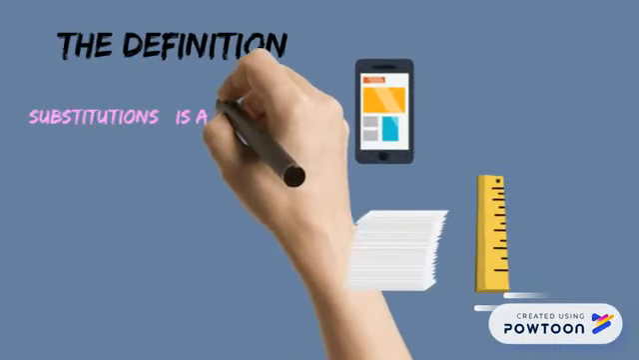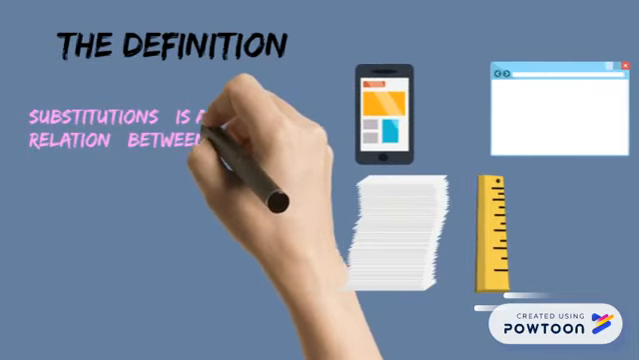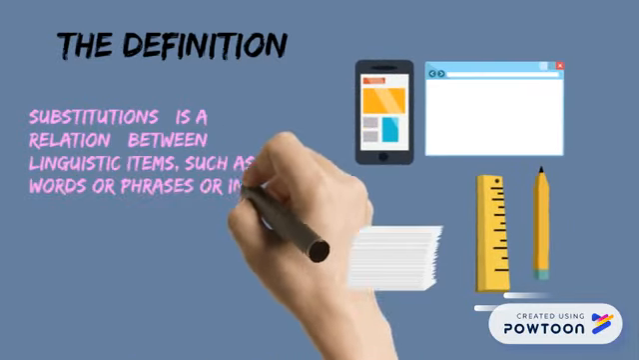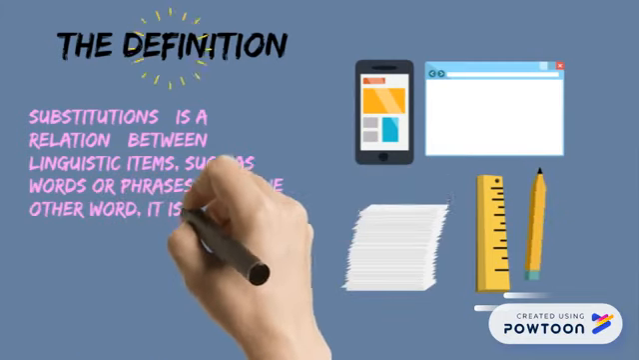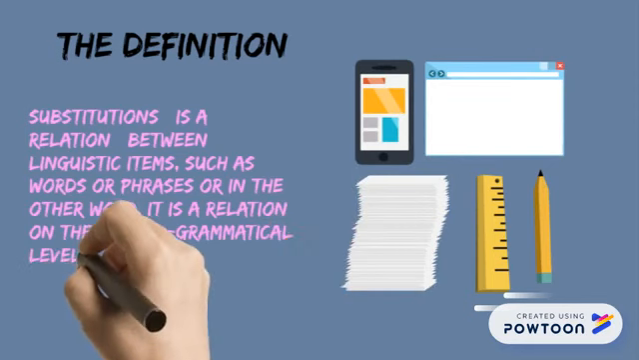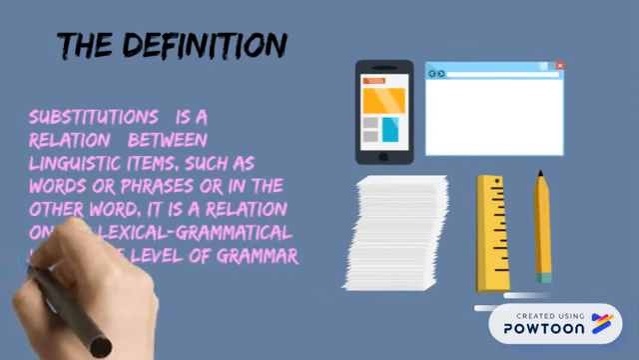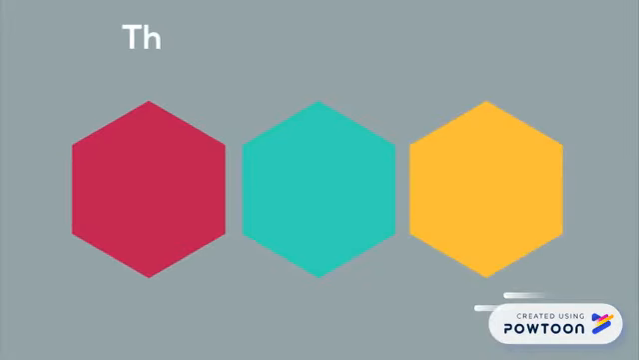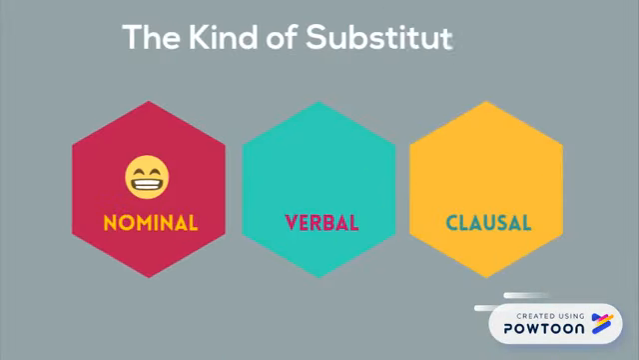Substitution is a relation between linguistic items such as words or phrases, or in other words, a relation on the lexical-grammatical level, the level of grammar and vocabulary or linguistic form. The kinds of substitution are nominal, verbal, and clausal.